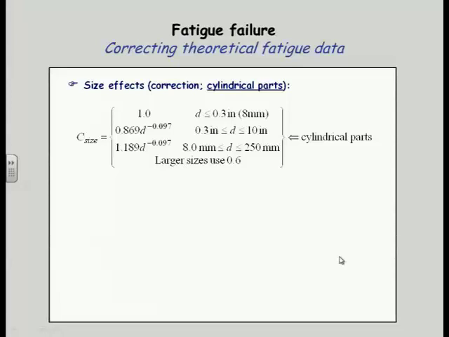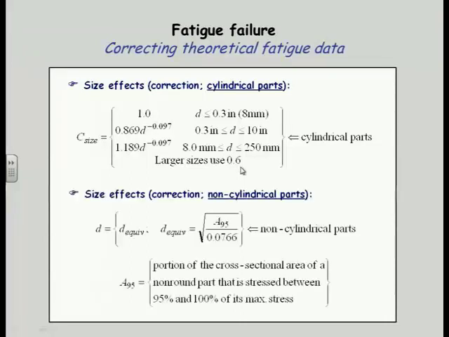There are two different ones there for metric and English because the constants are different. Notice the exponents are the same, but the multipliers are different because you're in different units. And you cap this out at 0.6. So if you've got a really, really big part, and this says it's 0.2, I'll take 0.6. Now, that's okay for a round part, and we have a lot of those, but often we have something not round. So how do we handle a funny shape like this thing?